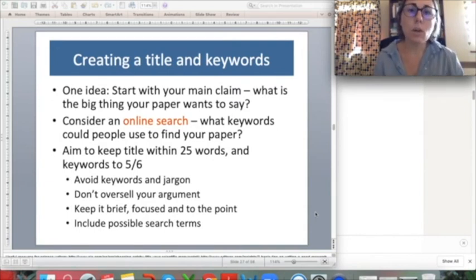Try not to oversell your argument. Don't promise that you've developed an entire theoretical framework for something if what you're really doing is testing out some ideas towards an eventual theoretical framework. Keep it brief, focused, and to the point.